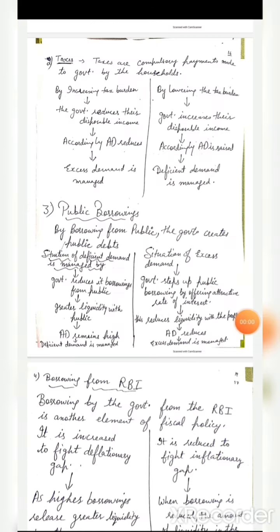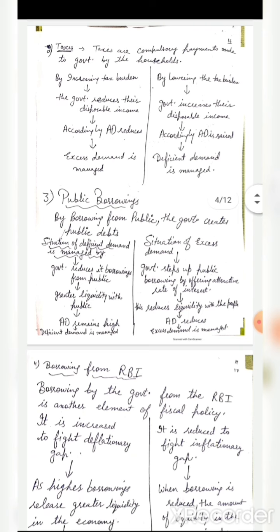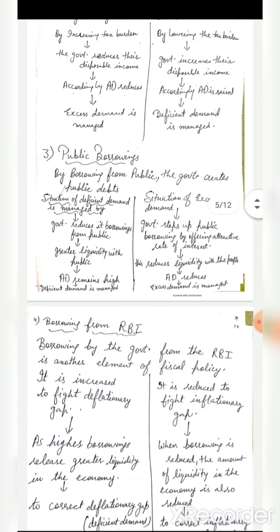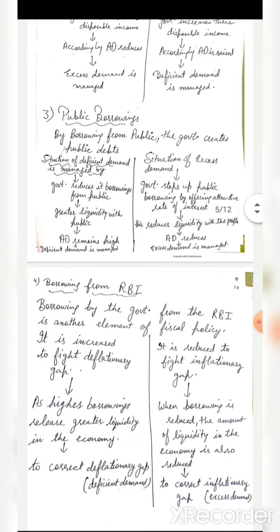The situation of excess demand can be corrected when government steps up public borrowing by offering an attractive rate of interest. This reduces liquidity with the public. Automatically AD reduces and excess demand can be managed. When government offers a high rate of interest to the public, then the public will give more funds to the government. Then the liquidity of the public will reduce and they will spend less, and AD will reduce accordingly. Excess demand can be managed.